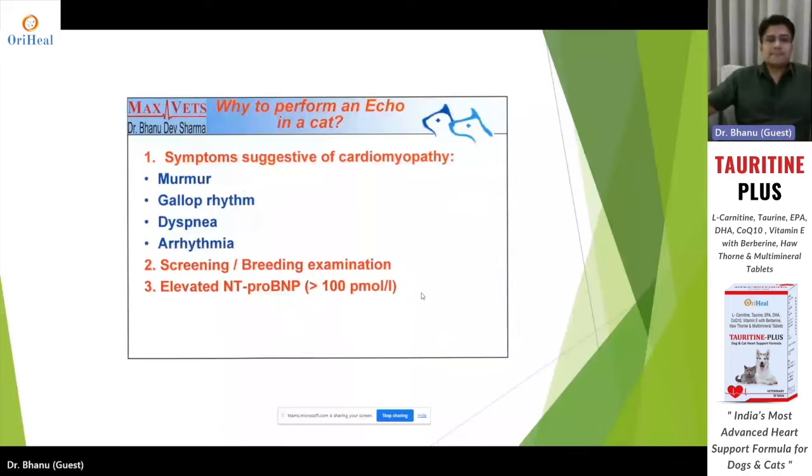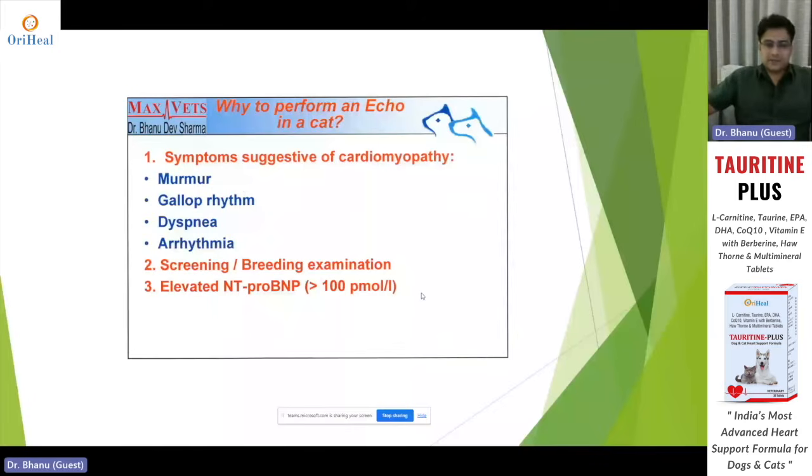So these are some of the indications and suggestions of the cardiomyopathies, and as to why we should perform an echocardiography in cats. Whenever you hear a murmur or a gallop rhythm, or there is a breathing difficulty, if there is dyspnea, tachypnea, if the heart rate and rhythm is irregular, that would be indications to do further diagnostics.